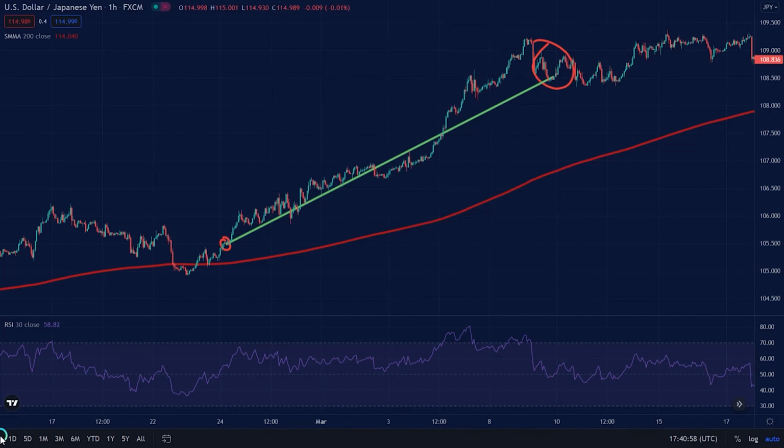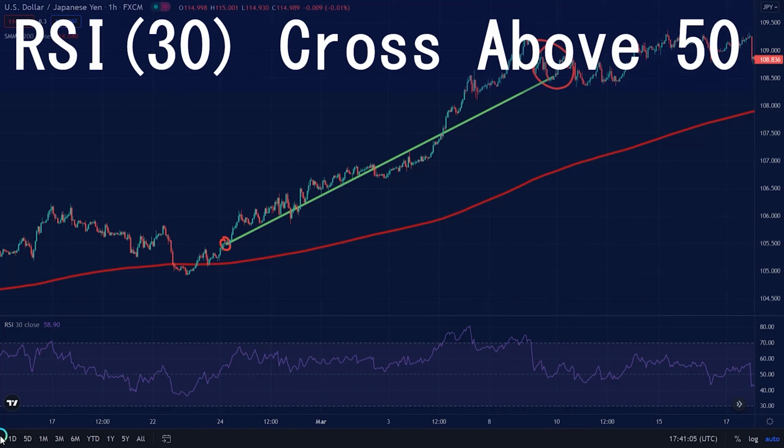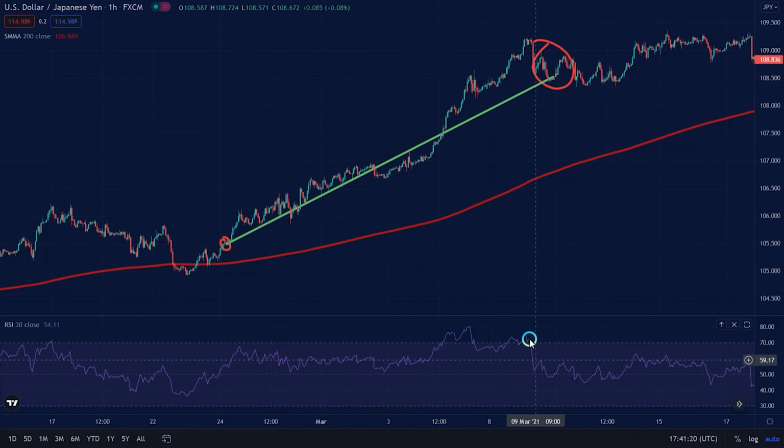Actually, we have exit conditions as well, and the exit condition is the following: when the 30 period RSI crosses above 50, and you might ask, man, it is all above 50 all this time. Yeah, this is the trick. The trick is that it is above 50 all the time, and that is the exact reason why we are in the market for this long.